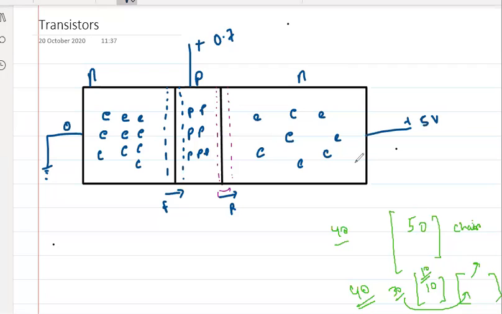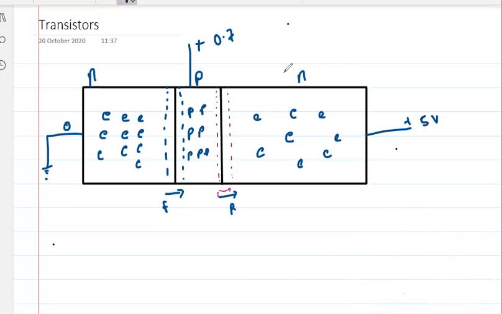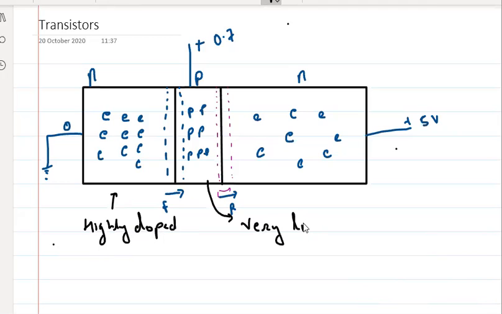Okay. So how can I relate this with my condition? Now let's suppose we know that whatever happens in this junction depends on doping. Yes or no? It depends on doping, right? Now suppose this n-type semiconductor is highly doped, and this is very lightly doped. Very lightly doped.